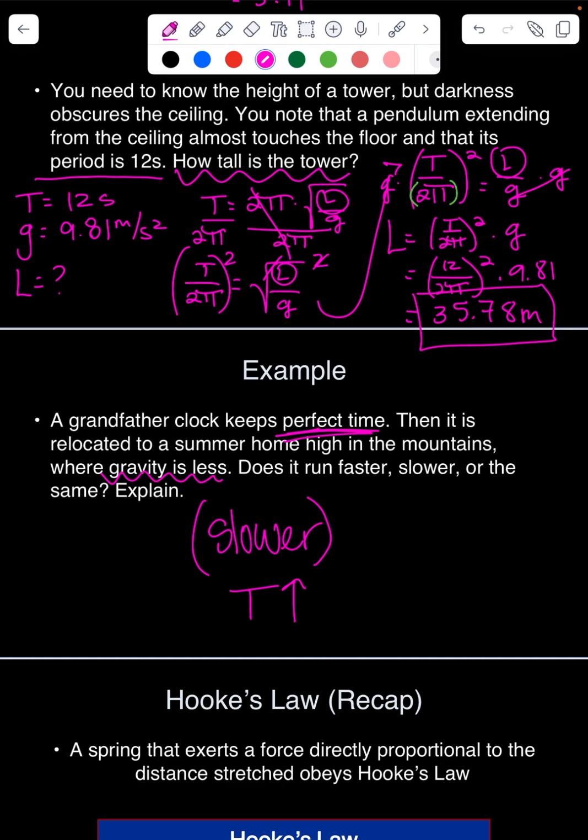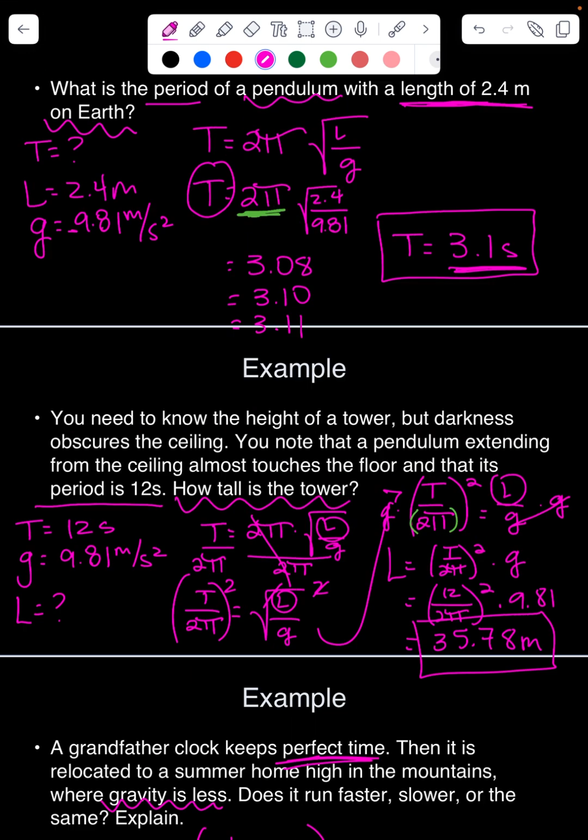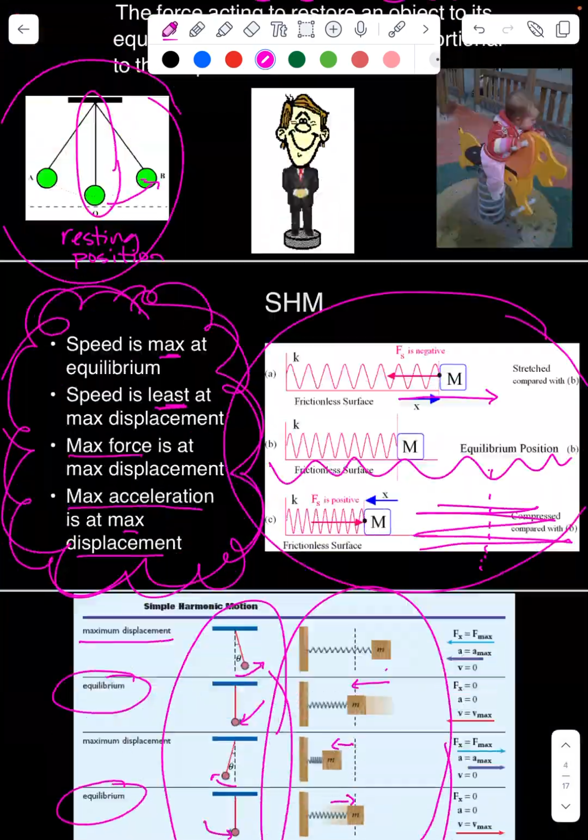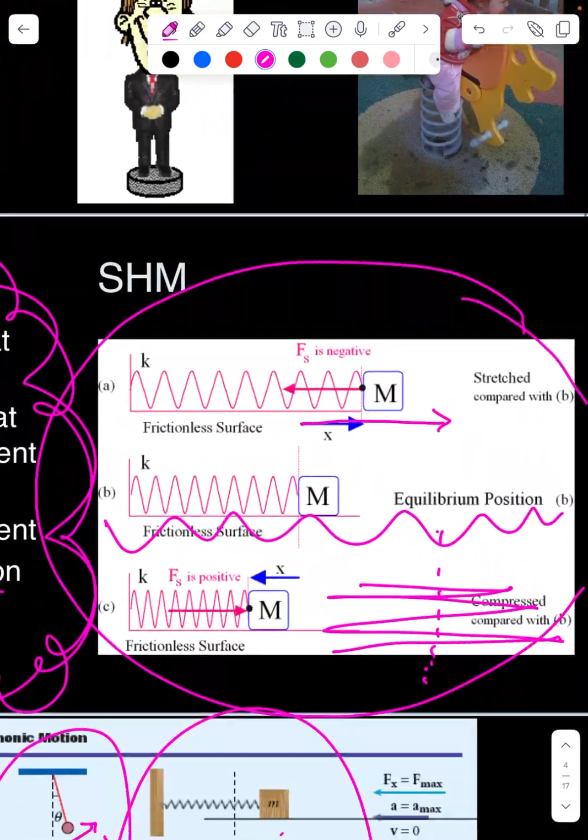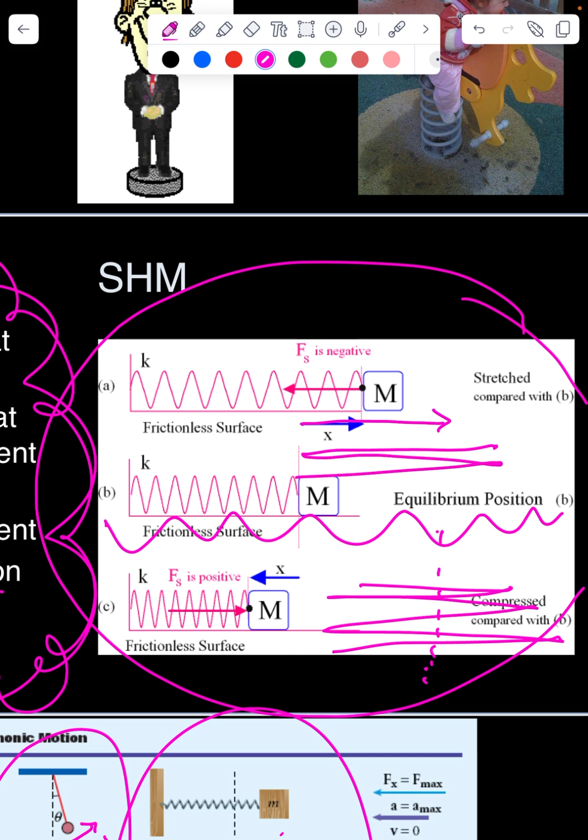Now we're going to move on to our next thing, which is the mass on a spring system. Okay, so that's what we saw right here. We have this mass on a spring system. We have its equilibrium position. We know that if we stretch it, we already said it's going to move back and forth, back and forth, back and forth around that equilibrium position.